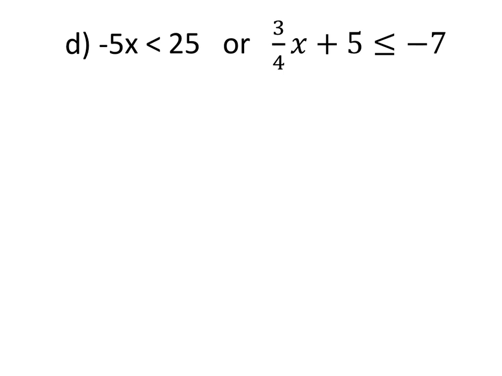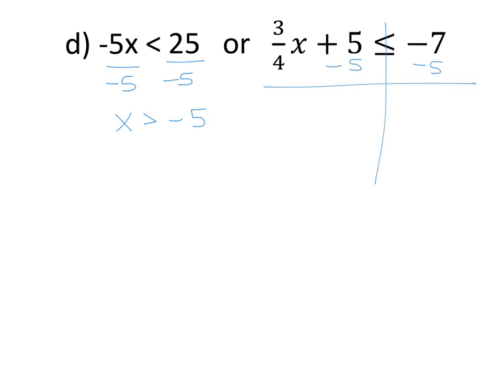Okay. So you should have started by dividing by -5 on both sides there. So x. Now, did you flip your inequality symbol when you divided by that negative? And you got -5. Then on this second guy here, we're going to subtract 5 off. So on this side, we have 3/4 x less than or equal to -12. Now on this guy, we're going to multiply by the reciprocal. So we're going to multiply by 4/3. So that cancels. The sign stays the same because I multiplied by a positive number.